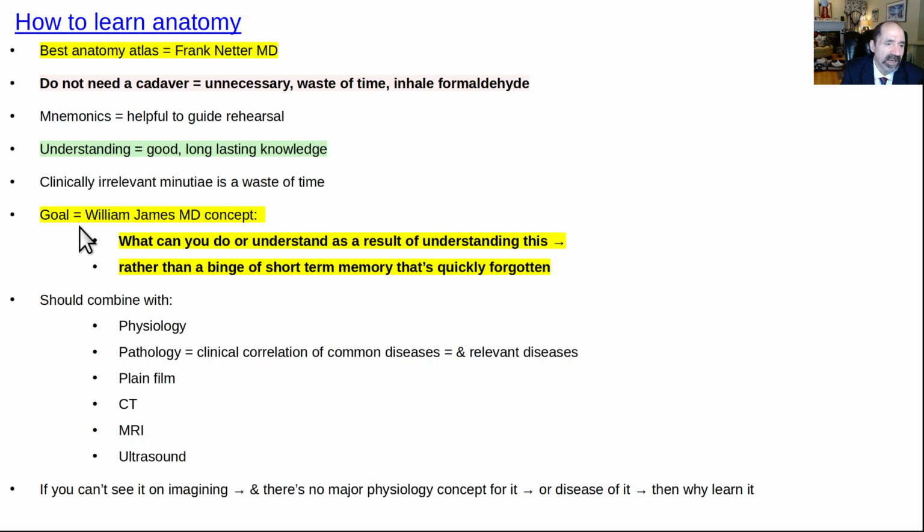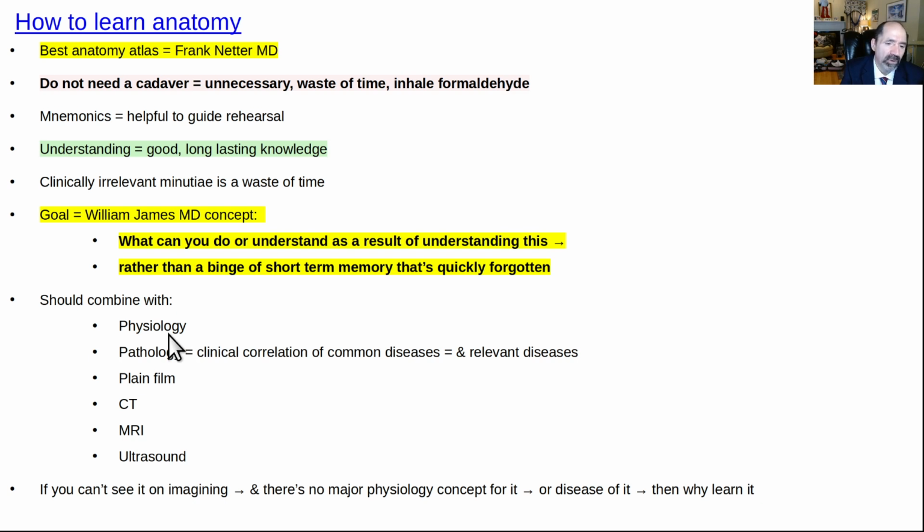I like the William James concept. He said, what can you do or understand as a result of understanding this, rather than, like I say, the typical way teaching is, it's a binge of short-term memory that's all forgotten. It's better to learn the important things well and understand them than to waste time with minutiae that you're going to forget, okay? To the extent you can, combine it with the physiology.